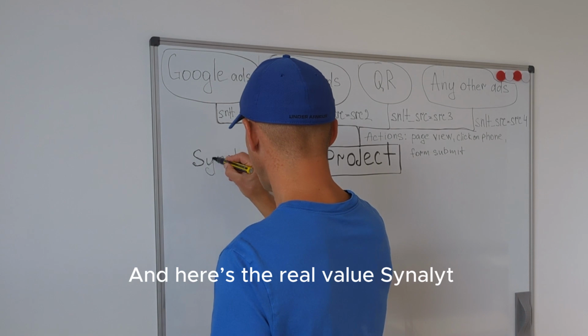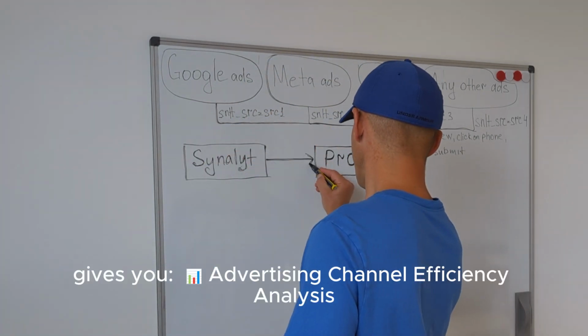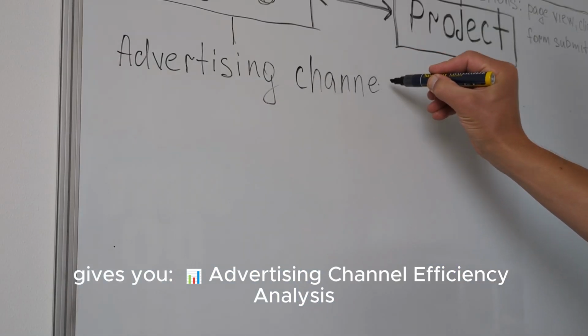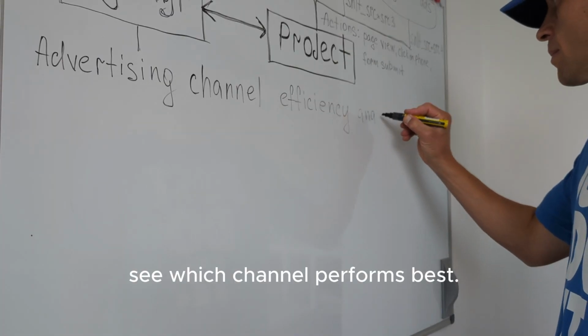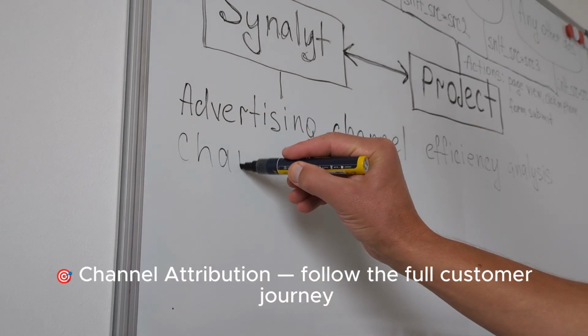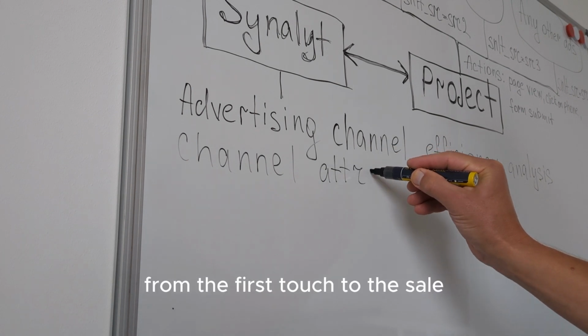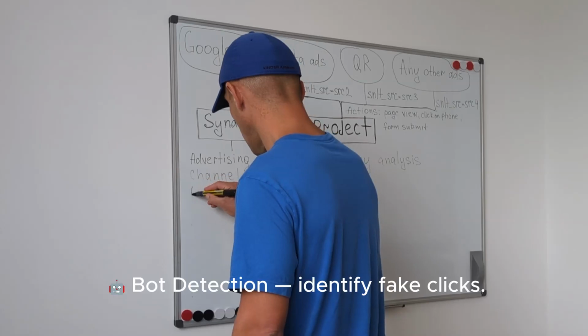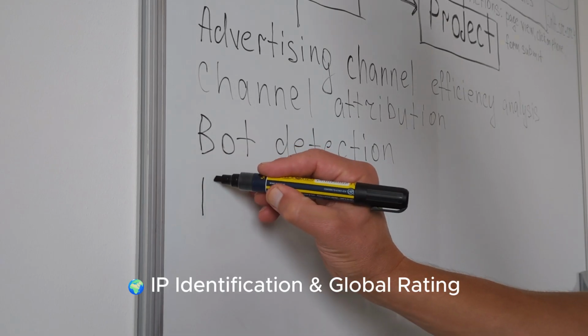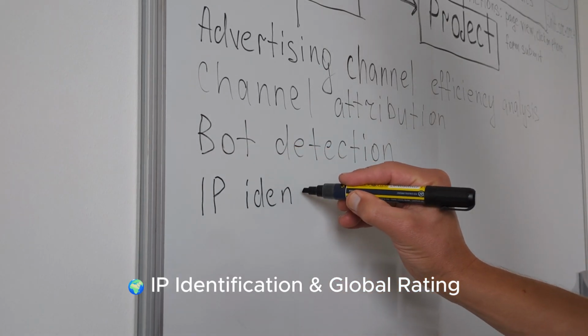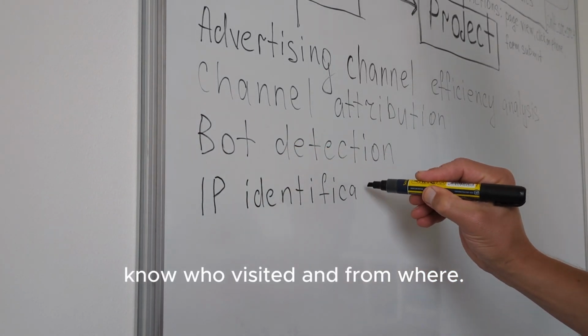And here is the real value Synalyt gives you. Advertising channel efficiency analysis: see which channel performs best. Channel attribution: follow the full customer journey from the first touch to the sale. Bot detection: identify fake clicks. IP identification and global rating: know who visited and from where.